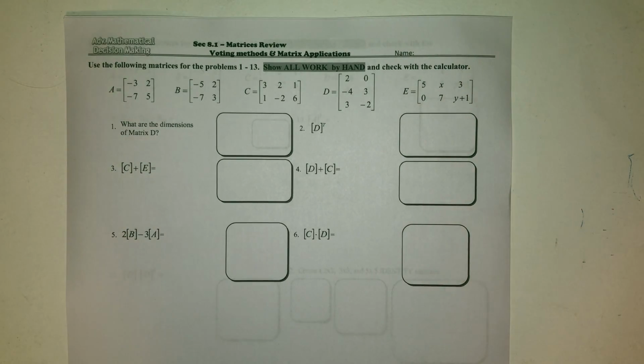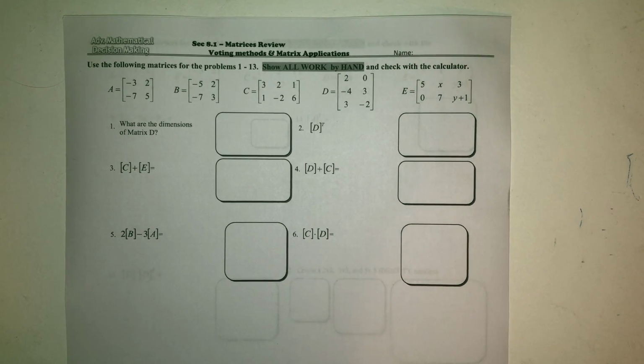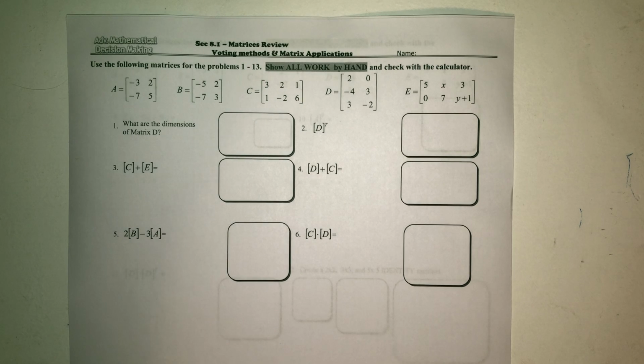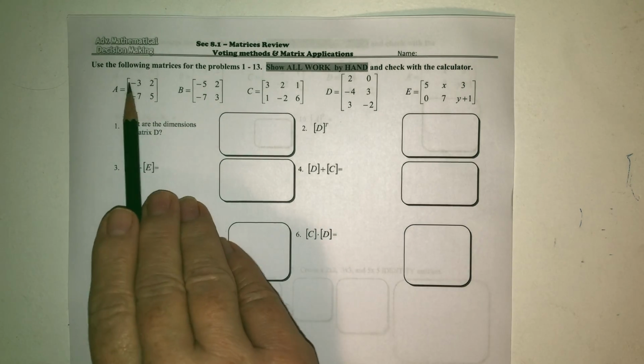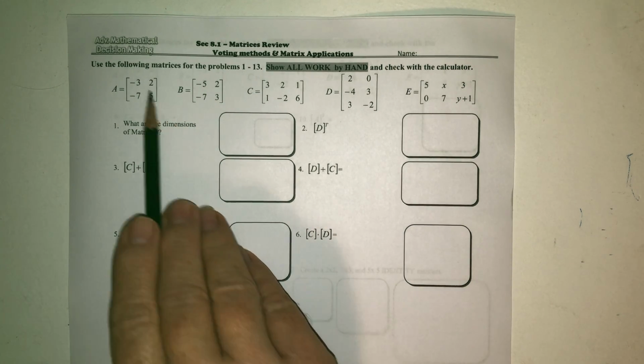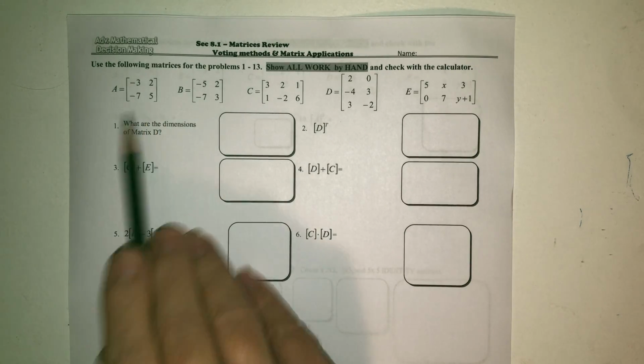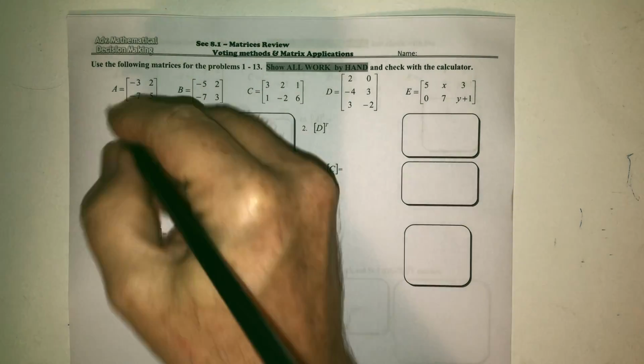Hello, ladies and gentlemen. We're going to review matrices. All right, let's start with the dimension of a matrix. The dimension of a matrix is the number of rows by the number of columns. If you look at matrix A, there's 2 rows going across and 2 columns coming down. So A is a 2 by 2.